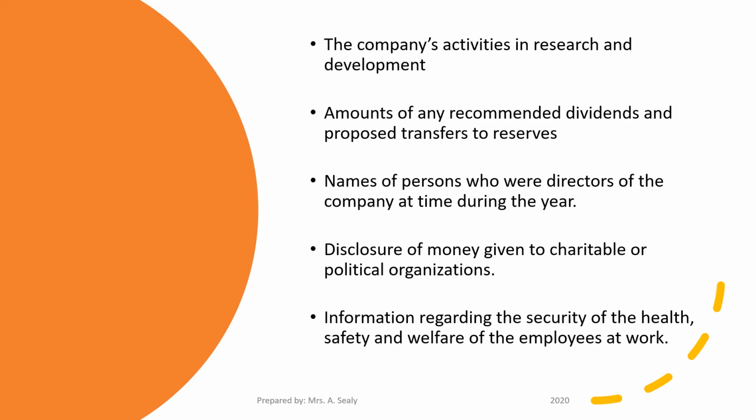They should also speak about the information regarding the security of the health, safety, and the welfare of the employees at work. What are they doing to ensure that their employees remain healthy, remain safe, and that the employees are not stressed to a level where they cannot function and perform their duties? So they should speak with regards to that information with respect to the employees as well. So these are some of the things that may be in the director's report, and we will look shortly at what the auditor's report will contain.